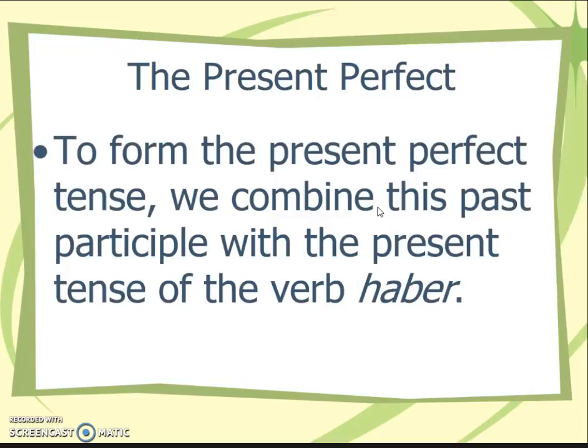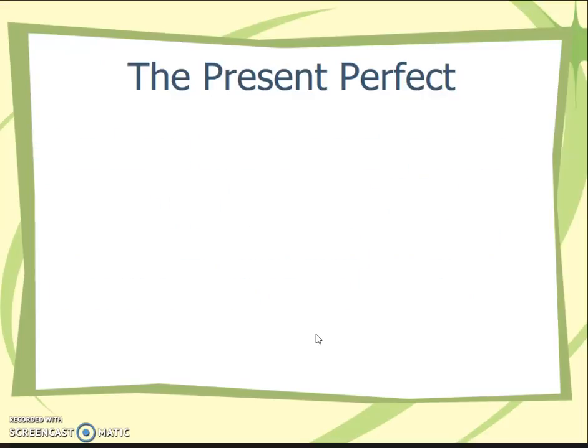Now, you can't just use the participle to say the present perfect. You also have to use the verb haber. And of course, you're using the present tense form of the verb haber, because if you were using the past tense form, the imperfect form, then you would be talking about the pluscuamperfecto or the pluperfect, which I lovingly call the past perfect. All right, so let's look at the verb haber.